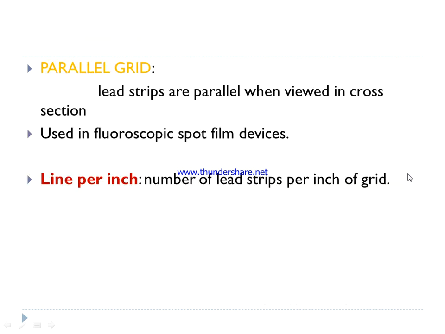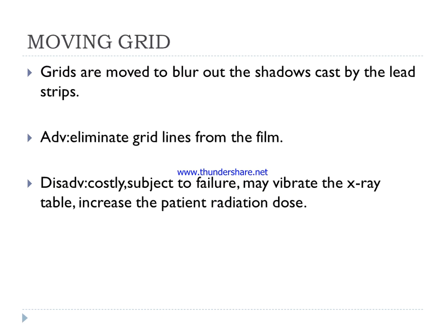In case of a parallel grid, all lead strips are arranged parallel to each other when viewed in cross section. Parallel grids are mainly used in fluoroscopy spot film devices, and lines per inch is the number of lead strips per inch of a grid.